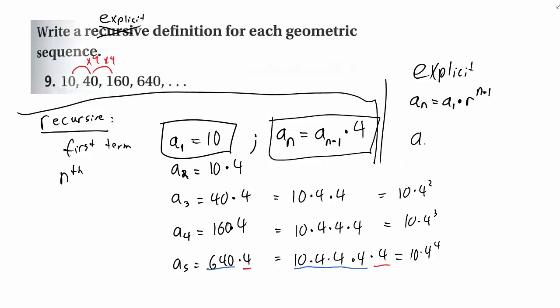So the explicit formula for this is a sub n is equal to the first term, which is 1, the common ratio, that r is 4, and we raise that to the power of n minus 1. That's the general formula to get each term of the sequence. That's the answer for number 9.